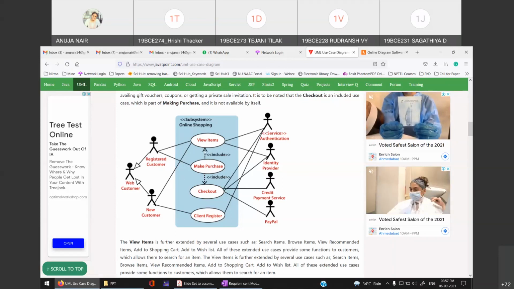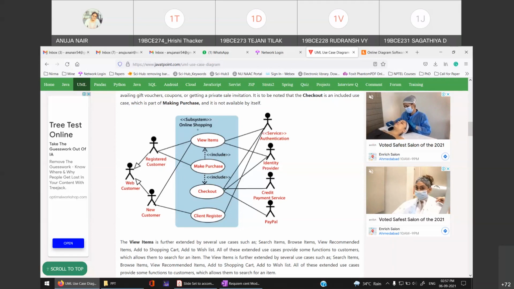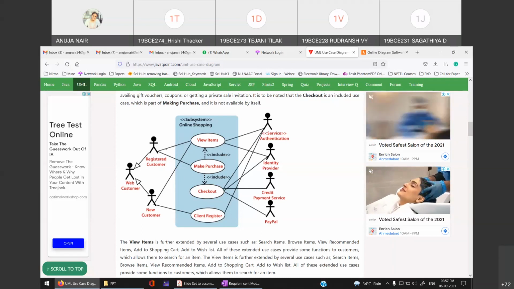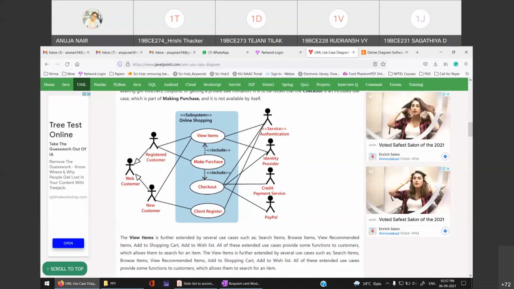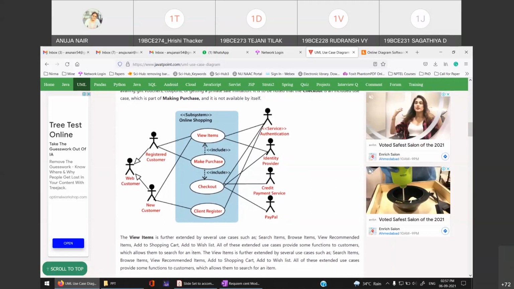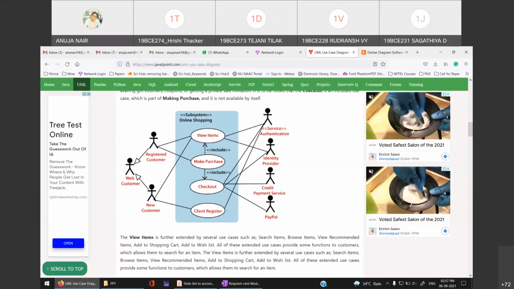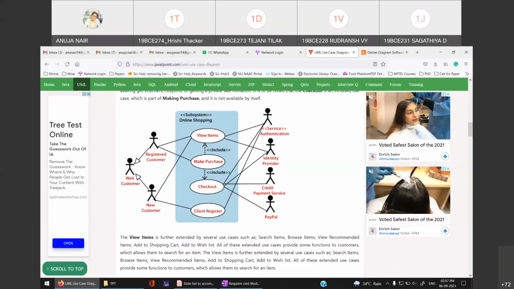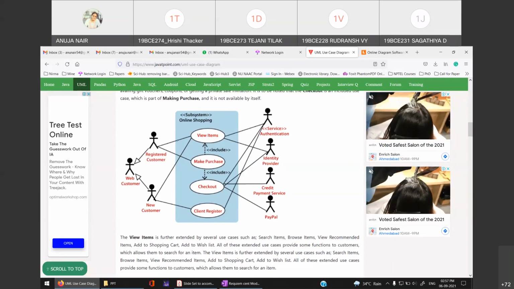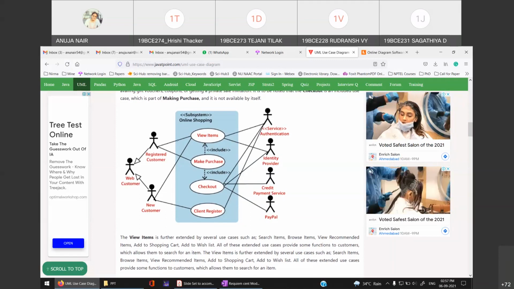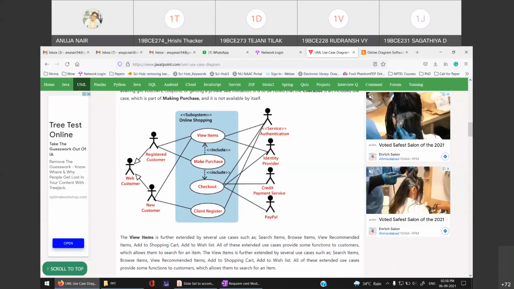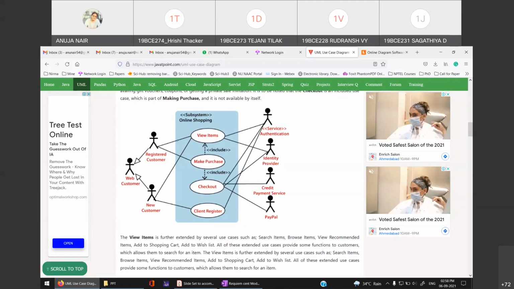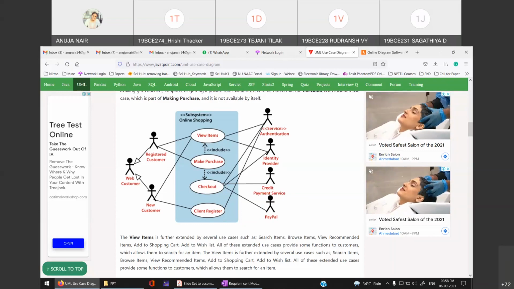The meaning is that, if you remove this line from here, it means that I have to always make a purchase. I cannot only view the items and leave. I need to always make a purchase in order to view the items. That's not correct. I don't want to always buy something. I can just browse through something and leave it as it is, right? That's why I have connected these two, registered customer with view items.